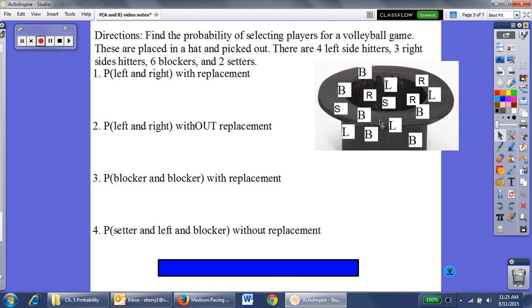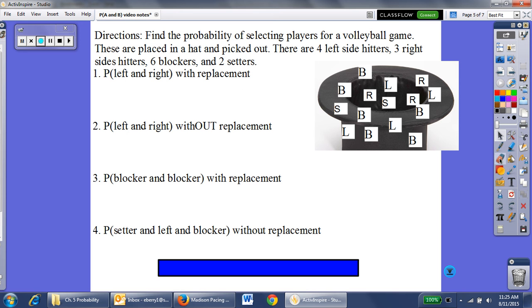Okay, so what is the probability of picking out of this hat a left and a right with replacement? So we're going to do 2 things. We're going to pick 2 of the players here. This is different from what we did yesterday when we would just draw 1 card. This time, we actually want to draw a left side hitter and then a right side hitter with replacement.